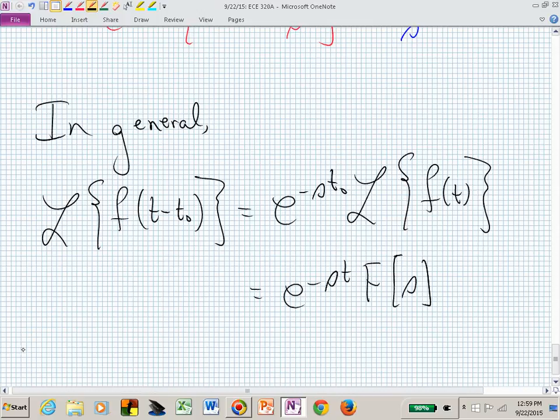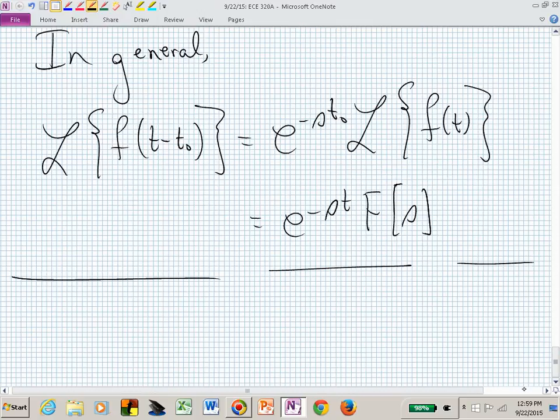And that's an operational transform that you might have in another table. Meaning if you know the Laplace transform of f of t, it's pretty easy to find the Laplace transform of a delayed version of that waveform.